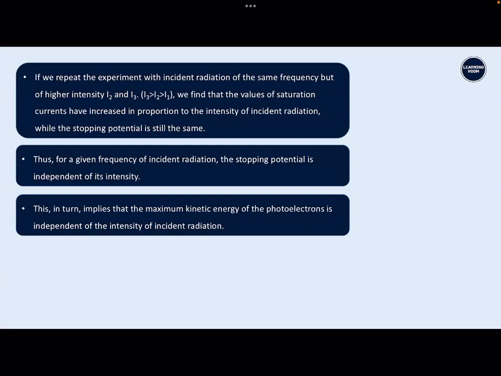So from this, you can also conclude that the maximum kinetic energy of the photoelectrons is also independent of the intensity. These two are often asked questions.